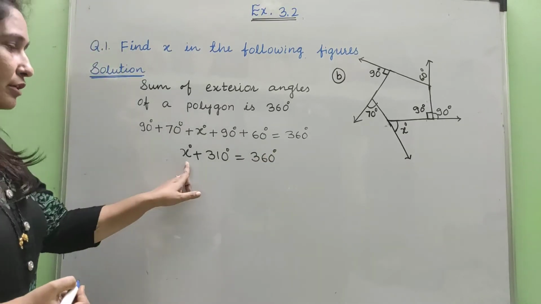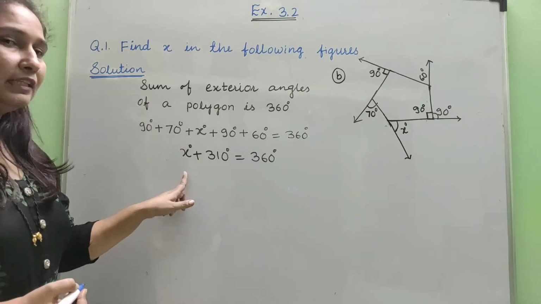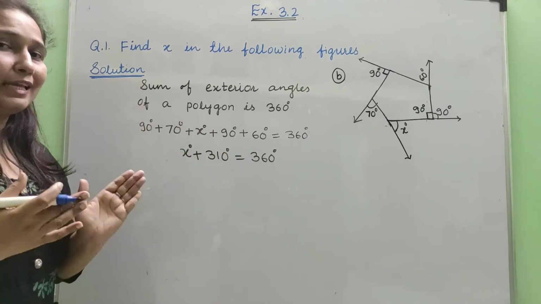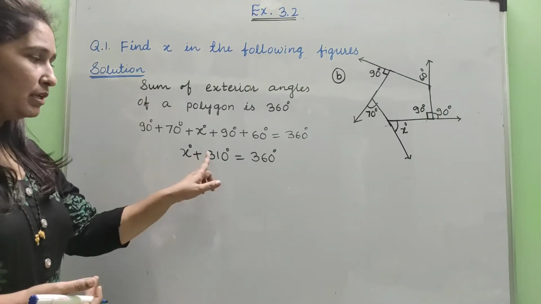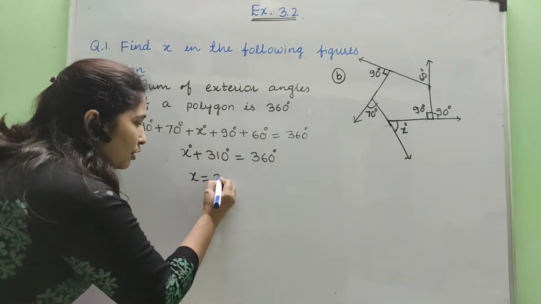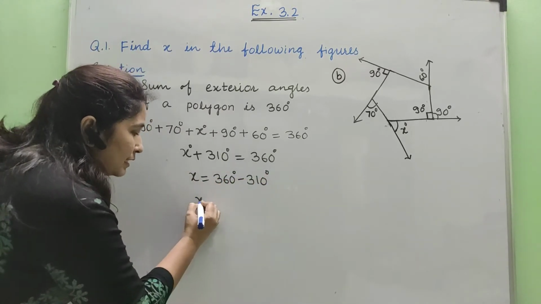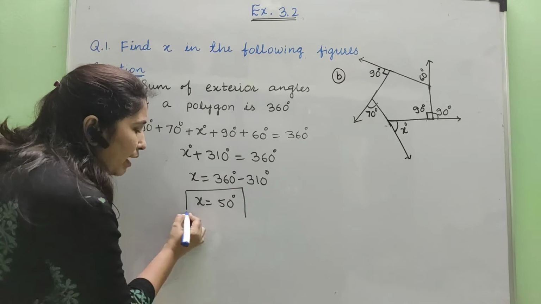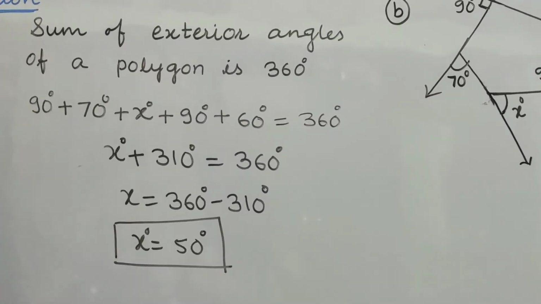Now we got here one equation, x plus 310 is equal to 360 degree. To find the value of x, transpose this 310 to other side. When you transpose any numeral from one side to other side, then its sign will get changed, means 310 will get subtracted from 360 degree. So x is equal to 360 degree minus 310 degree. So x is equal to 360 minus 310, it will give you 50 degree. So value of x is 50 degree. This is the answer of second question. X is equal to 50 degree.